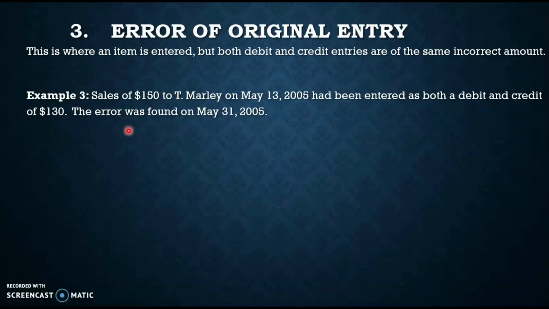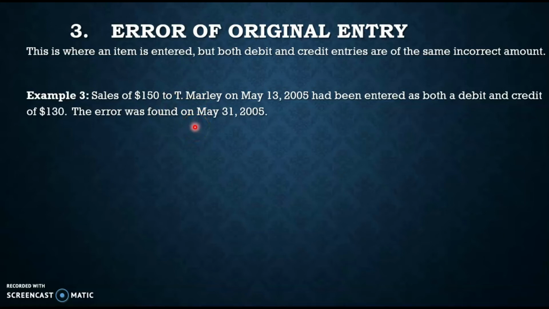Marley on May 13, 2005 had been entered as both a debit and credit of $130. So as you can see, it should have been 150, but we entered 130 on both sides. So it wasn't a case where one side was 150 and the other was 130, but on both sides we wrote the wrong figure. So it is short by $20 because it's 150 minus 130. So sales is short by 20 and T. Marley is short by $20.